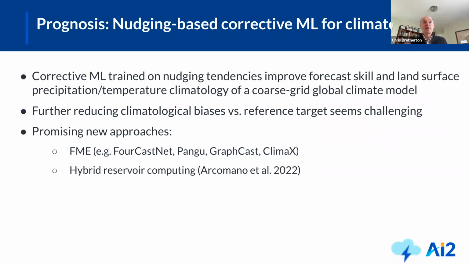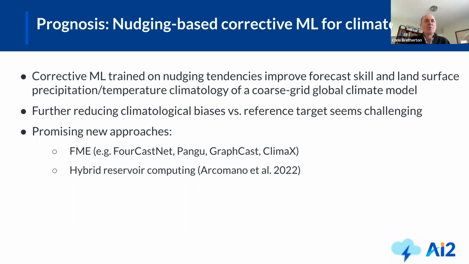So, the general picture here is that corrective machine learning trained on nudging tendencies can improve forecast skill and the climatology of the things that we cared about most in this project, land surface precipitation and temperature of a coarse-grid climate model by 50%-ish. Further reducing the climatological biases versus our reference seems challenging, but it would be very nice to do. That would sort of make this into a better emulation approach.